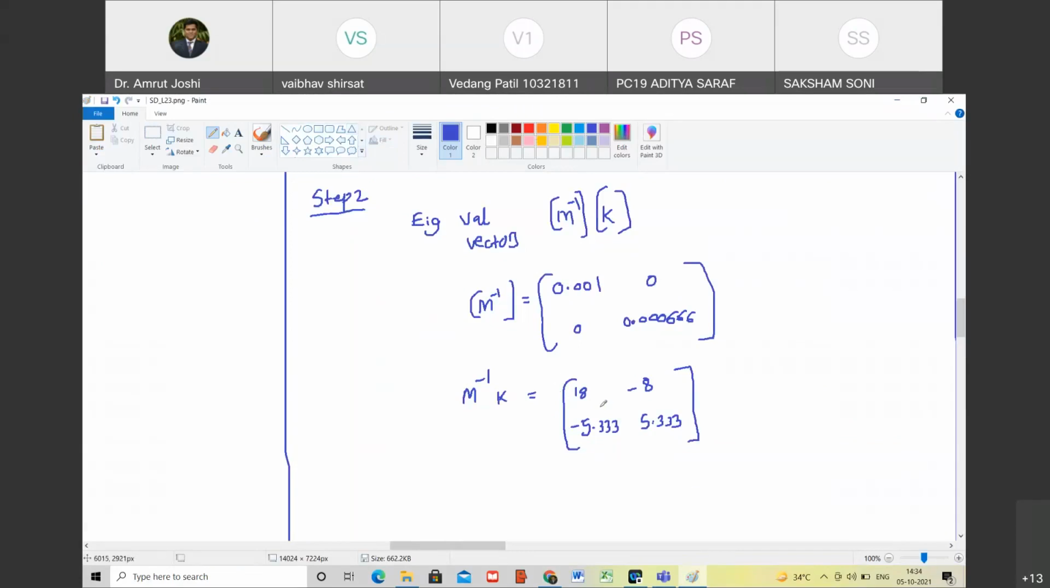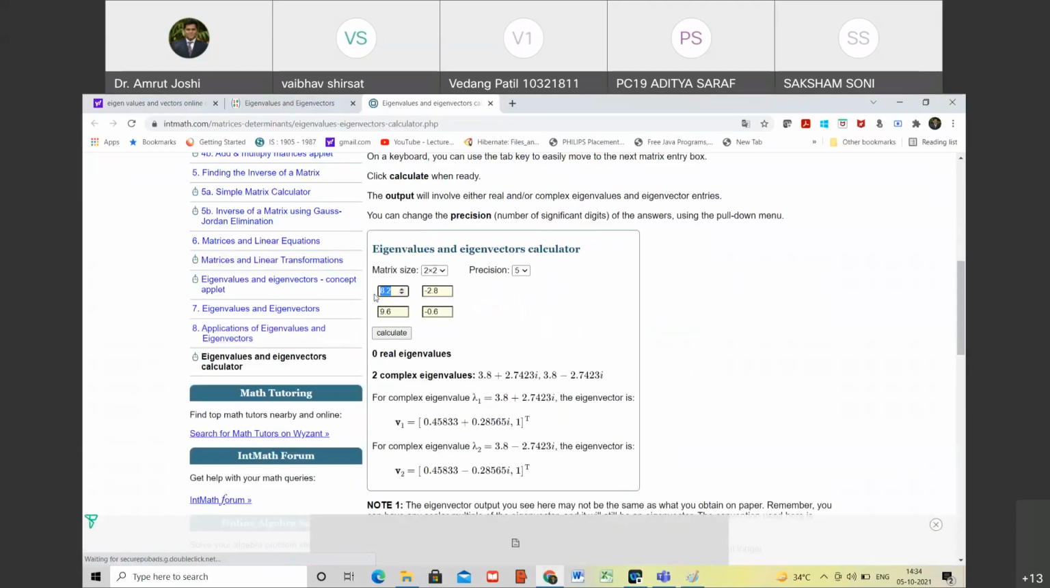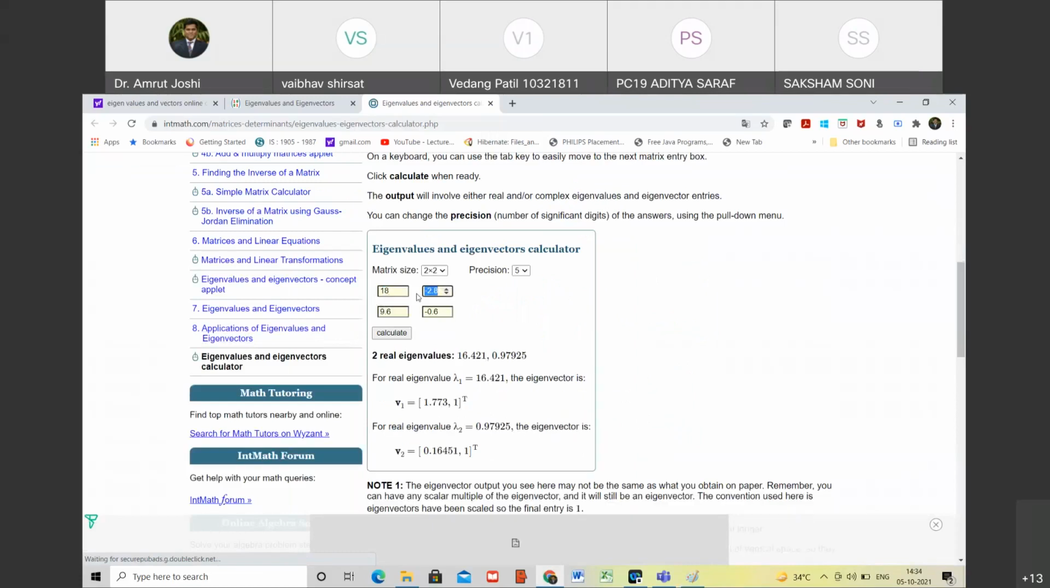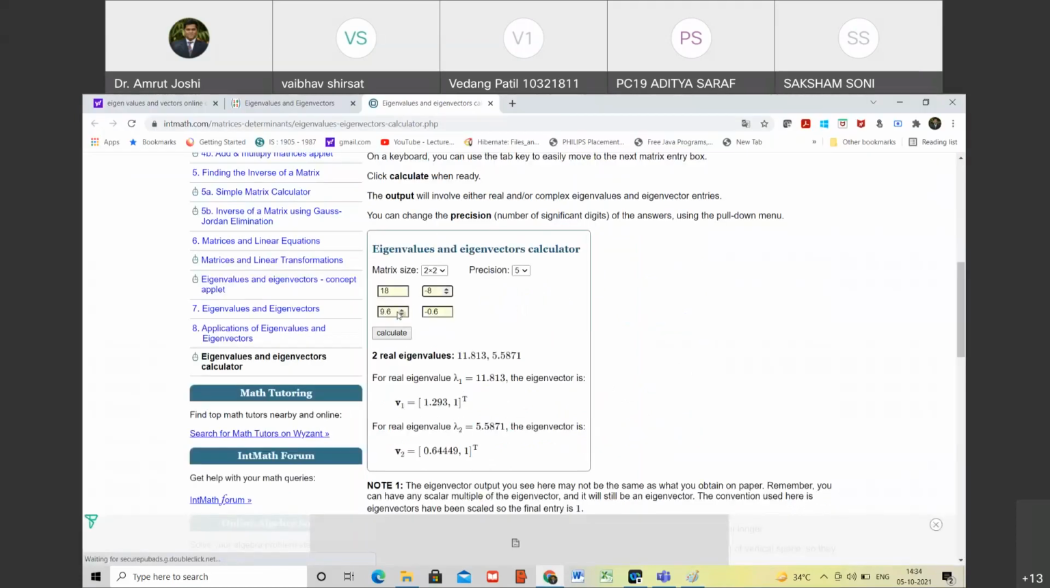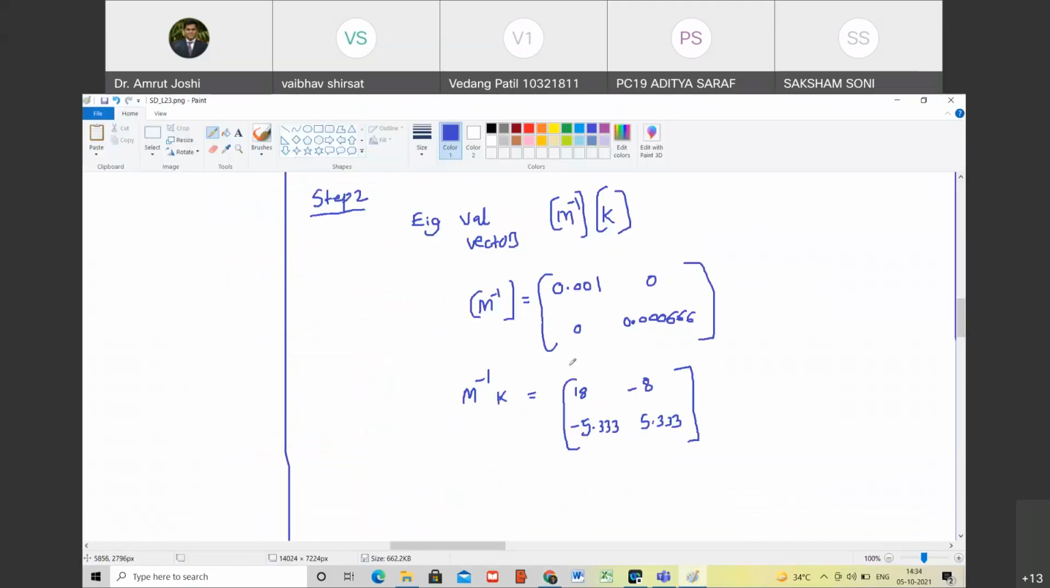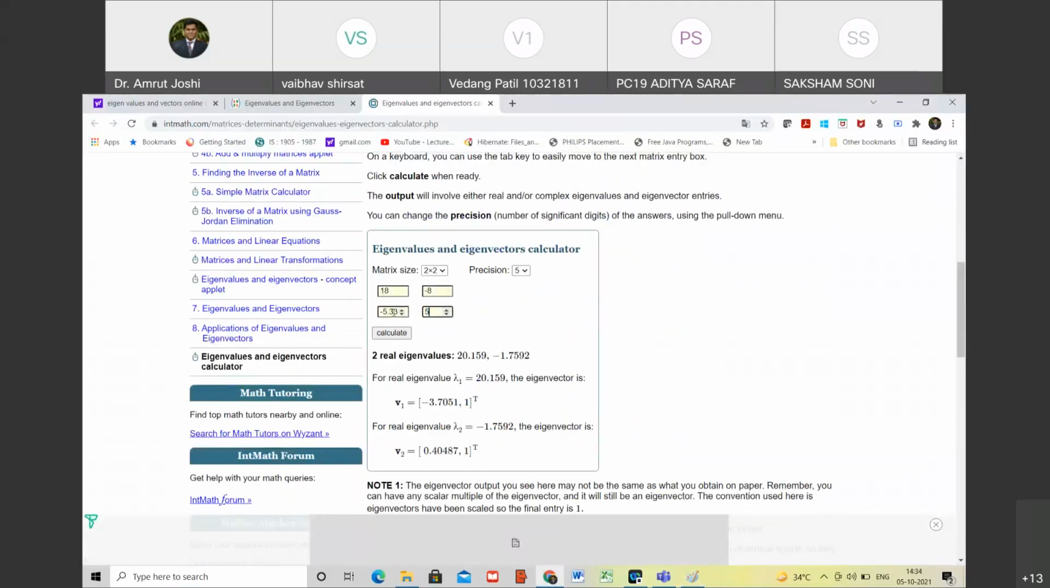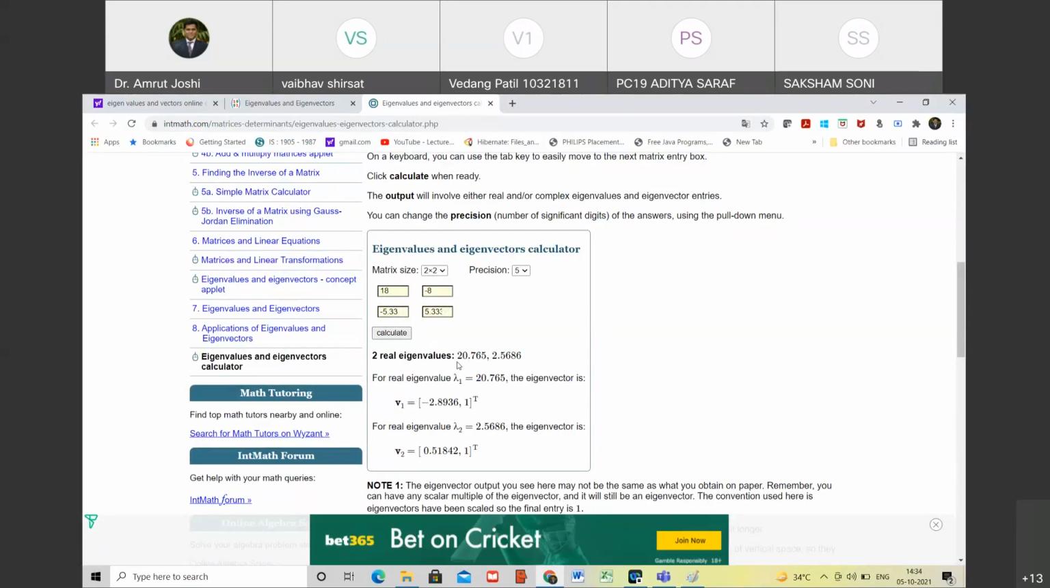Yes, sir. So 18, minus 8. Let me write that: 18, minus 8, then minus 5.333, and 5.333. Calculate. So two real eigenvalues. Now see how the eigenvalues came out. First value has turned out to be 20.765. Are you with me? Yes, sir. And second value has turned out to be 2.5686.